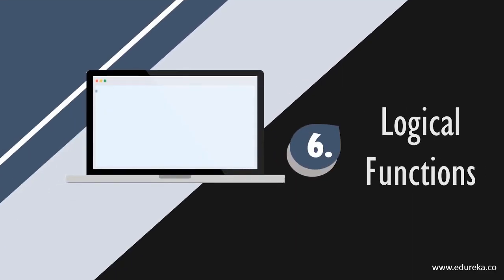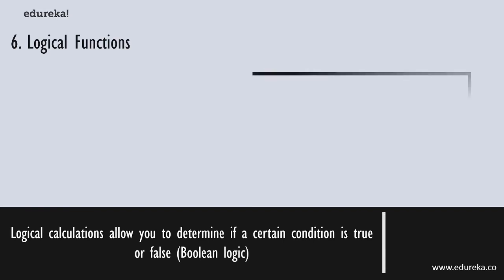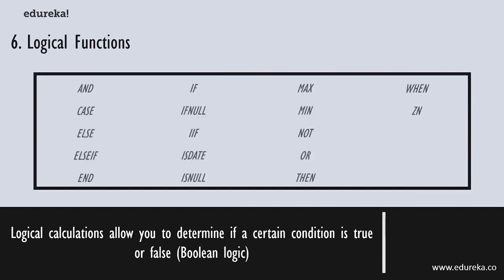We're finally at our last segment, logical functions. Now, why should you be using logical functions? This is basically used to calculate Boolean logic. If you don't know what that is, it basically means you give a certain condition and it tells you whether it's true or false. There is no other output than true or false.